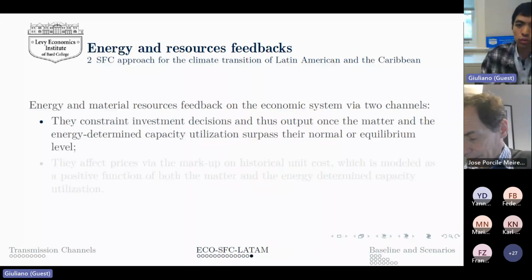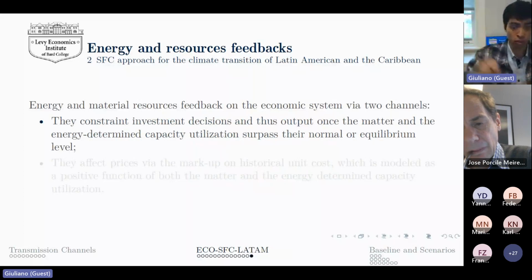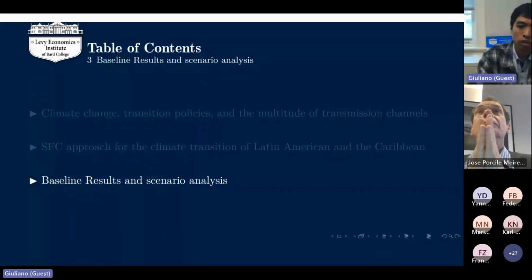And finally, the energy and material resources feedback on the economic system is mainly captured via two channels. They do constrain investment decision, and thus output, once the matter and energy determined capacity utilization surpasses the normal or equilibrium level. And they also do affect prices via the markup on historical unit cost.